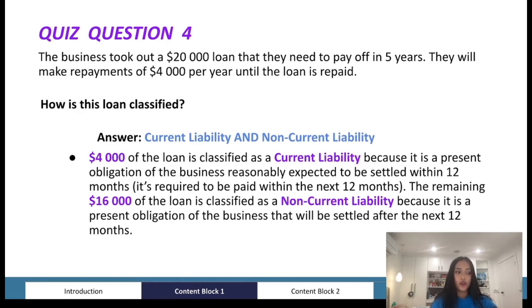And you'll also note that specific dollar amounts are used. So it specifically says $4,000 and $16,000. That's really, really important to get full marks. And that is part of linking it back to the question, because the question tells you how much the loan is. So you need to be able to talk about how much is current and how much is non-current.